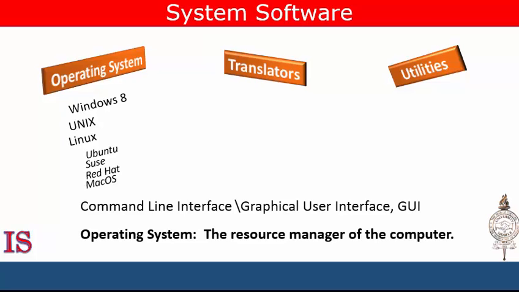Linux is referred to as an open source software product, meaning that the source code is available with the product so that a knowledgeable user can actually make modifications to it. Often, open source products are available at no charge. Now let's move on to the next category of system software, the translators.